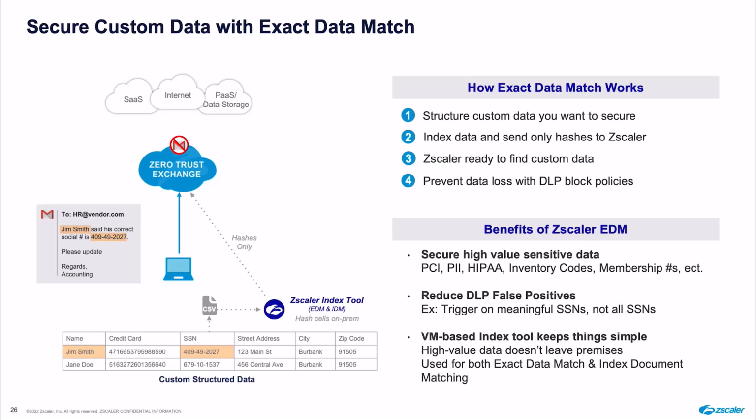And then once that indexing is done, let's say someone is trying to exfiltrate Jim Smith's personal data via email. In the email, we see Jim and Smith, we see his exact credit card number. We will do a hash-based lookup and we will hit the exact match. And because of that exact match, then we will take different actions.